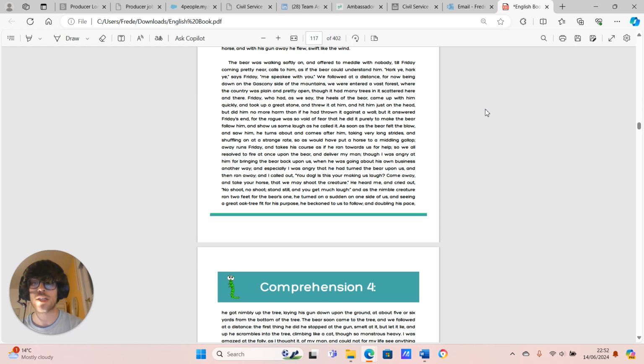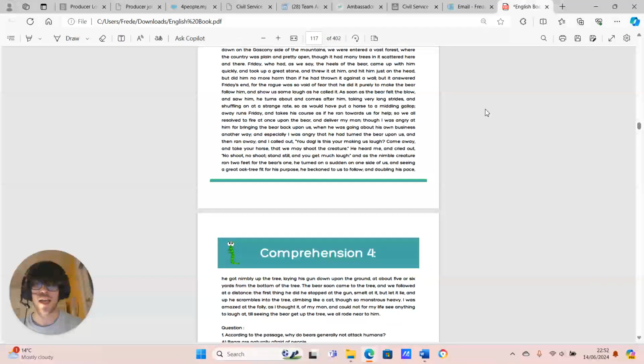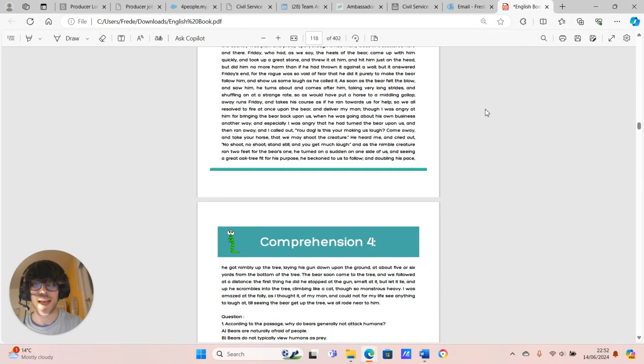And as the nimble creature ran 2 feet for the bear's one, he turned on a sudden on one side of us, and seeing a great oak tree fit his purpose, he beckoned to us to follow. Friday, saying, "Come to this tree, come to this tree." And doubling his pace, he got nimbly, with agility, up the tree, laying his gun down upon the ground about 5 or 6 yards from the bottom of the tree. The bear soon came to the tree, and we followed at a distance. The first thing he did, he stopped at the gun, smelt at it, but let it lie. And up he scrambles into the tree, climbing like a cat, though so monstrous heavy.